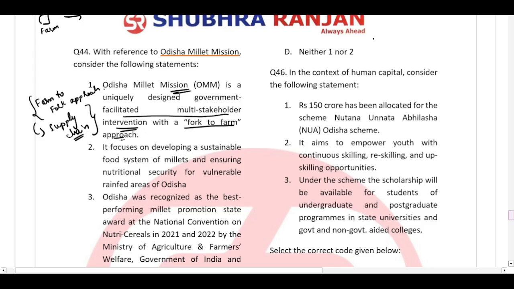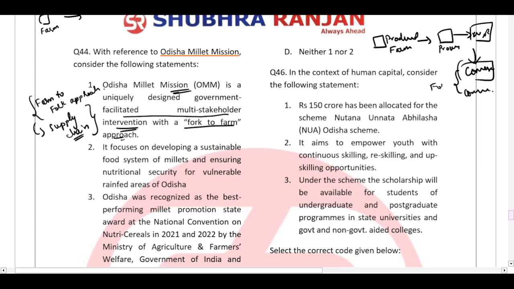I'll take the example here. When the millets are produced in the farm, then it will go through value addition, processing, then it will go to wholesaler, retailer, then finally it will come to the consumer and the consumer will consume it. So because he is consuming it, we call it fork. People eat with the help of fork. So the phrase farm to fork came in this situation where the entire supply chain, the entire value chain of that particular good is getting considered.